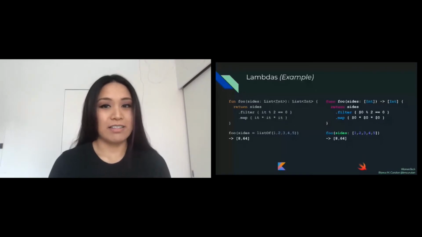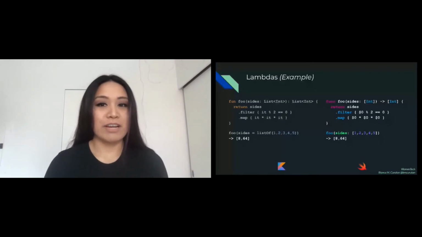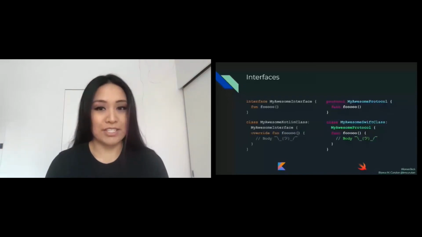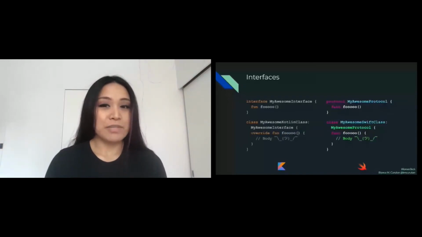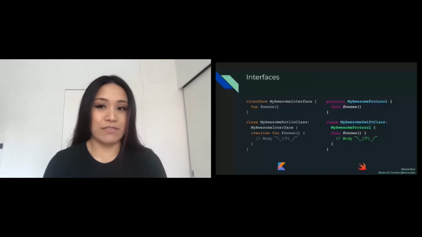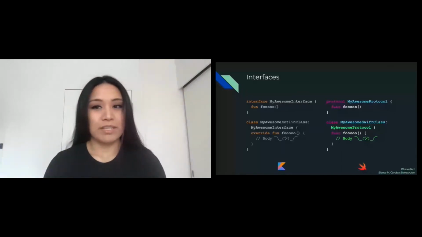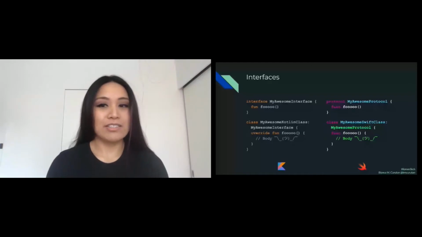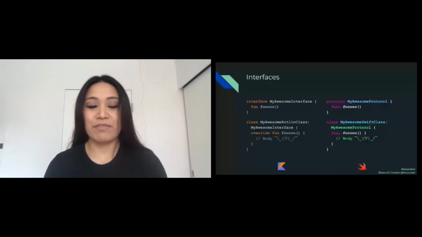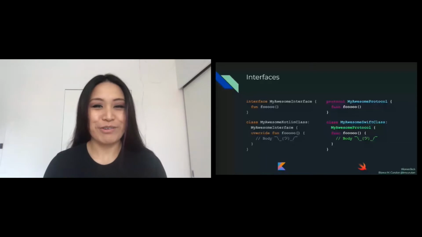Interfaces in Kotlin can contain declarations of abstract methods, as well as method implementations. Then a class or an object can implement one or more interfaces. Similarly, there are protocols in Swift, which can then be adopted by a class, structure, or enumeration to provide an actual implementation of those requirements.